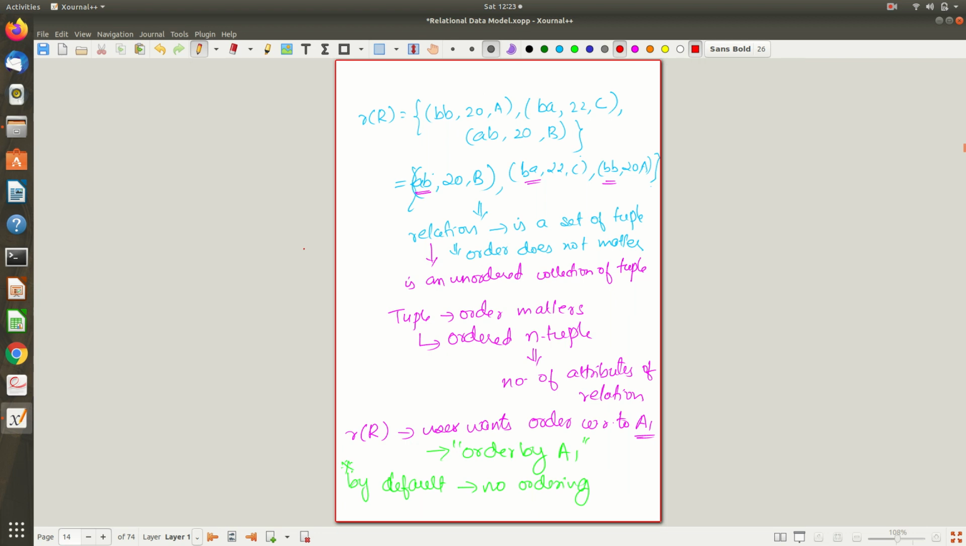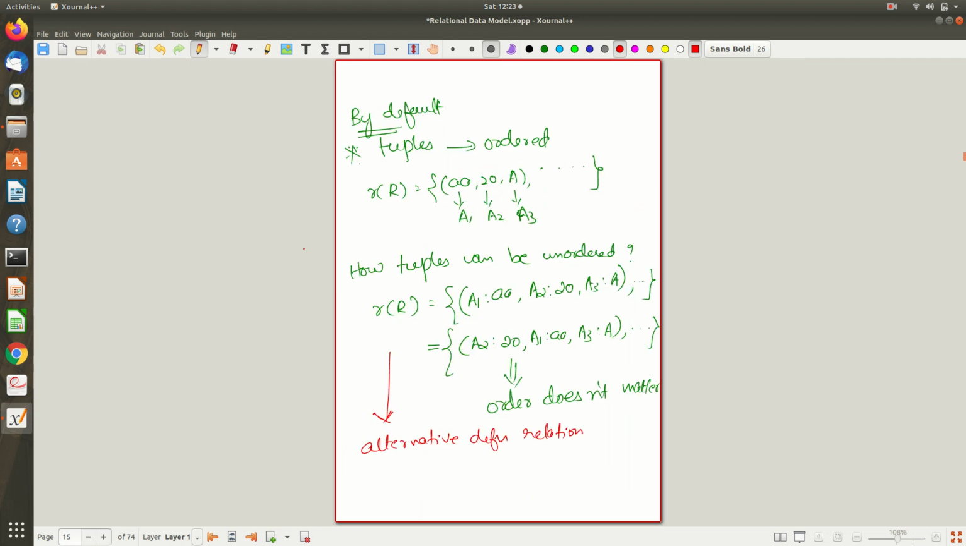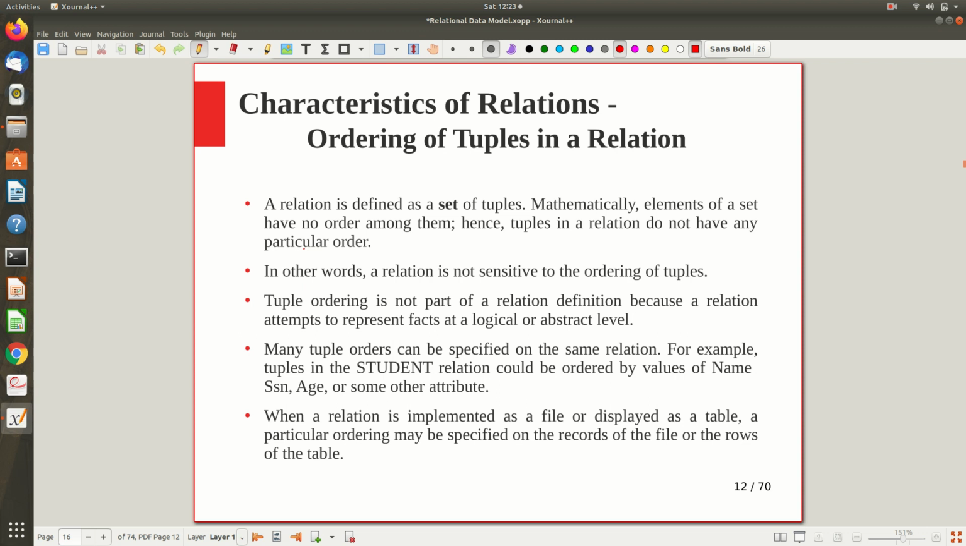Or you can take your own example and try to visualize what this formal definition means. Now, some of the characteristics of the relation: ordering of the tuples in a relation. This is what we've seen, that also I explained. A relation is basically a subset of the Cartesian product, so it's basically a set, right? In a set, order doesn't matter, you can write the tuples in any order. So a relation is basically a set of tuples. Mathematically, elements of a set have no order, hence the tuples in a relation do not have any order. In other words, the relation is not sensitive to the ordering of the tuples.